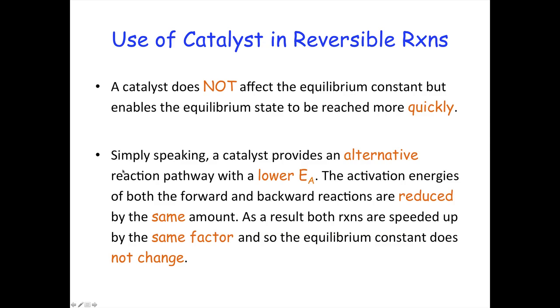So let's read the second part here. Simply speaking, a catalyst provides an alternative reaction pathway with a lower activation energy. The activation energies of both the forward and reverse reactions are reduced by the same amount. As a result, both reactions are speeded up by the same factor, and so the equilibrium constant does not change. And as I said, this you will also learn when you do enzymes. So if you learn it now, it will be one thing less to learn when you study enzymes.